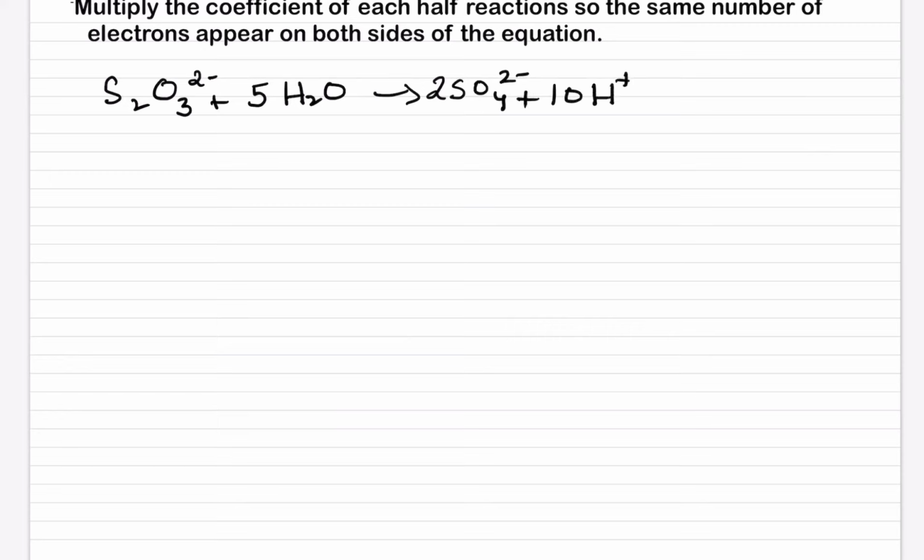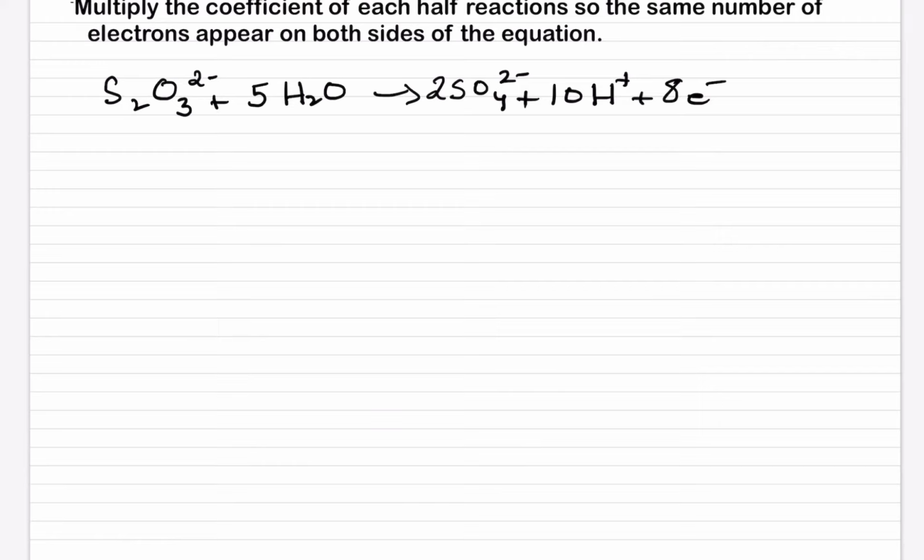Now the next step is to multiply the coefficient of each half reaction so the same number of electrons appear on both sides of the equation. So let's first of all write down the equation. S2O3 2- + 5H2O will yield 2SO4 2- + 10H+ + 8 electrons.